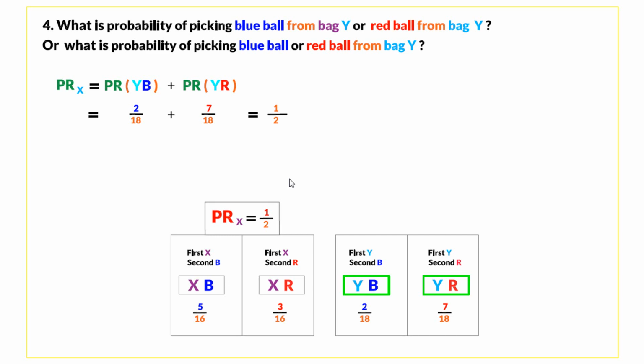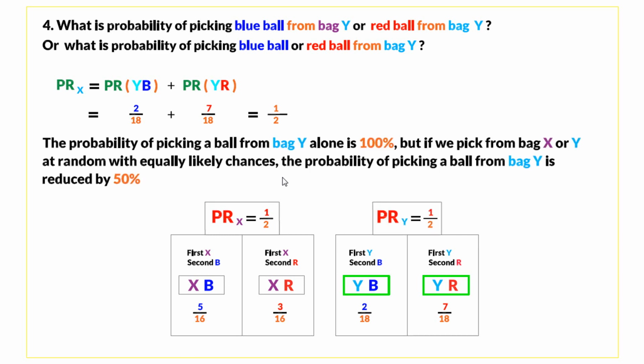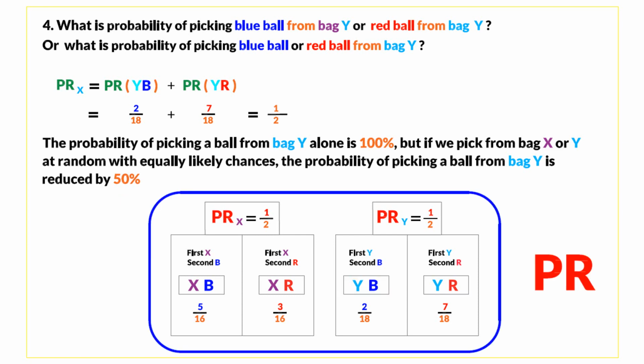So now we arrive at the same conclusion as before. The probability of picking a ball from bag Y alone is 100%. But if we pick from bag X or Y at random with equally likely chances, the probability of picking a ball from bag Y is reduced by 50%. And now we can show the sample space of probabilities. So the probability of picking from X plus the probability of picking from Y is equal to 1, and that is the sample space of probabilities.